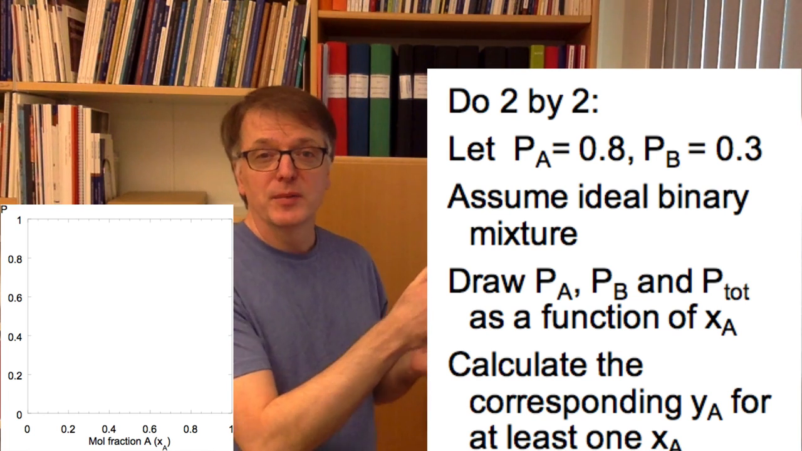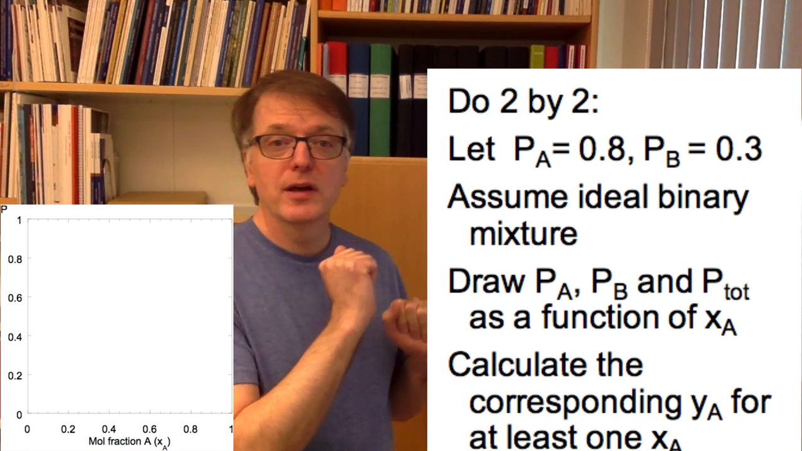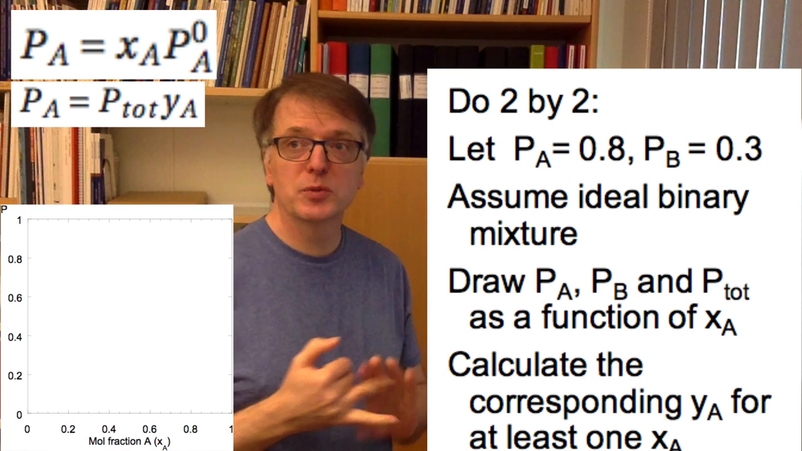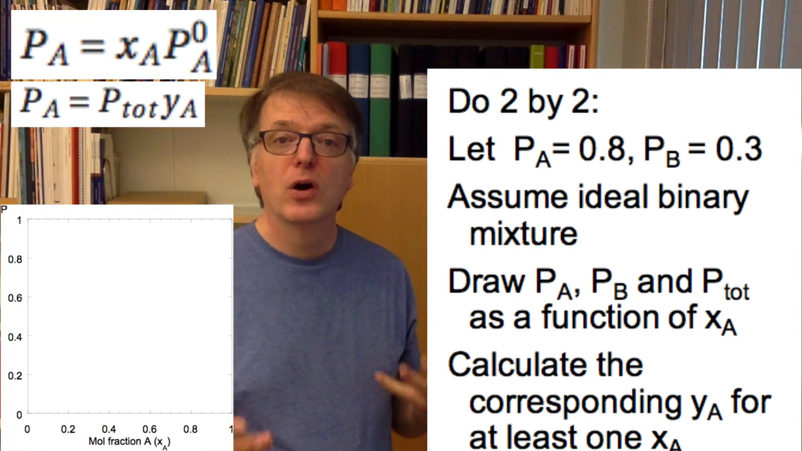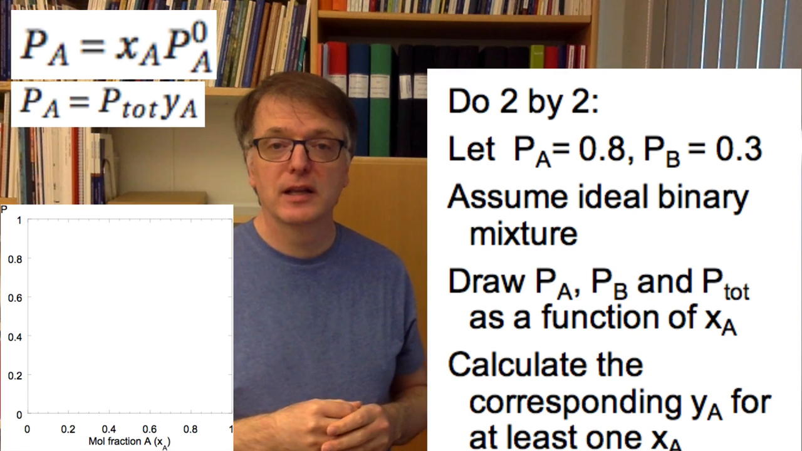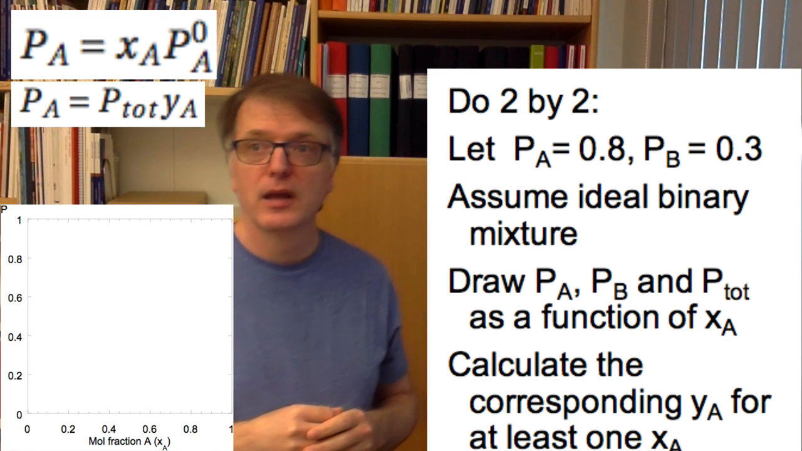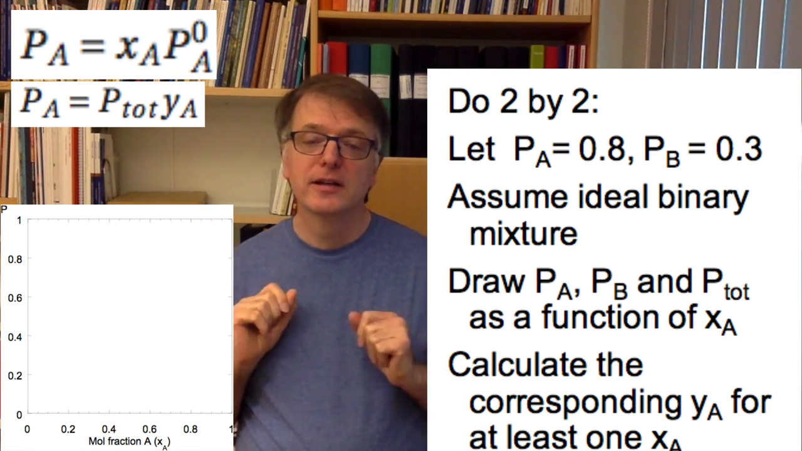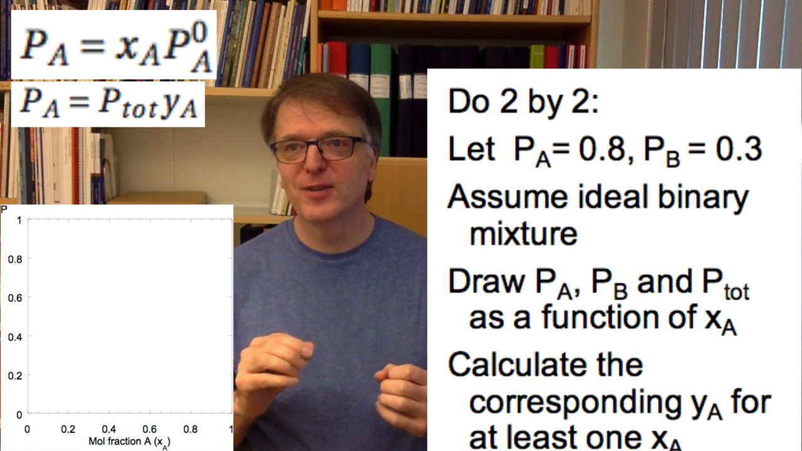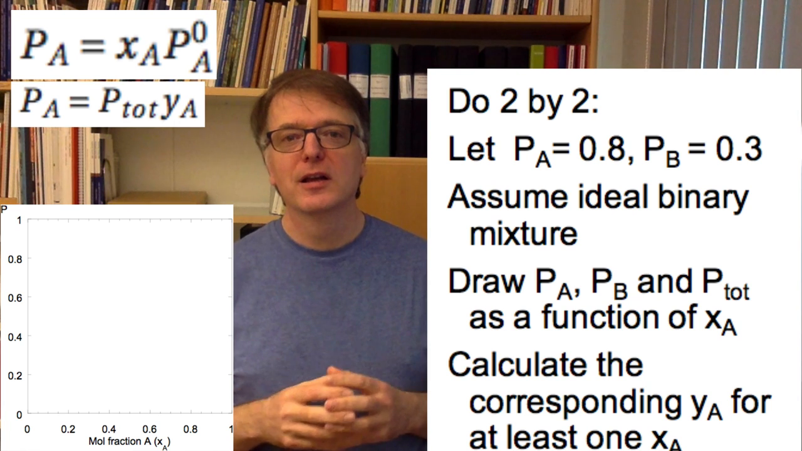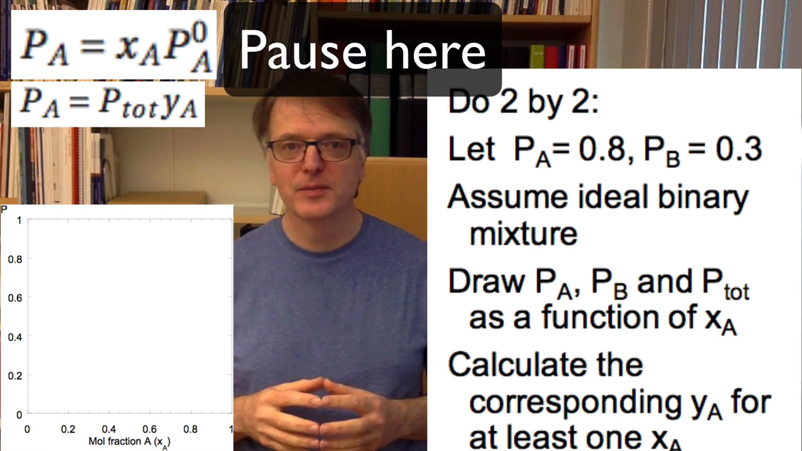So in this diagram here, draw a partial pressure of A, partial pressure of B, and total pressure as a function of molar fraction in the liquid. And once you've done that, try to calculate the molar fraction in the gas phase for at least one molar fraction in the liquid.